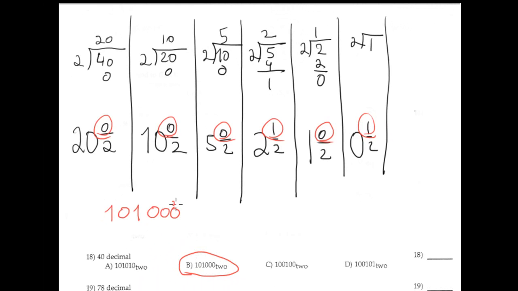Remember, this is 2 to the 0, 2 to the 1, 2 to the 2, 2 to the third, 2 to the 4, and 2 to the 5th power. 2 to the 5th is 32, and 2 to the third is 8. When you add them, it is 40, exactly the initial number.